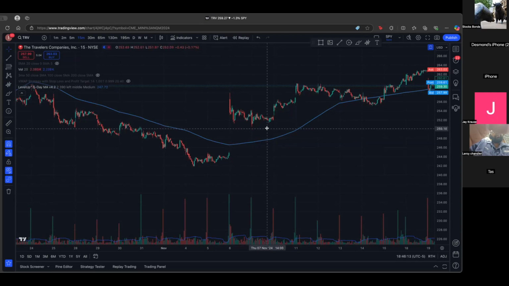So the simple things to do: I need the 5-day moving average to be sloping to the upside, and the stock should be trading above it. The daily, I don't even have to say it, should be in an uptrend. If the daily is not in an uptrend, I don't care if the stock is trading above or below the 5-day moving average. I don't trade it.